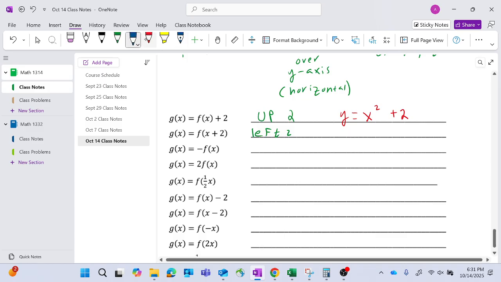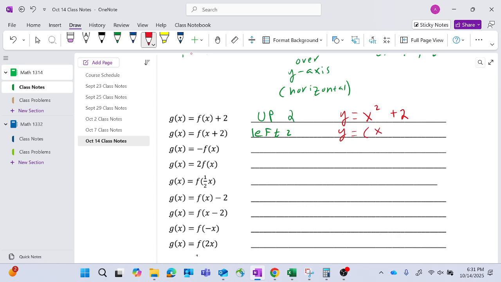An example in a function could be something like y equals x plus 2 to the third power. Right? X plus 2 cubed. The 2 is directly with the x. That's why it's going to go left 2 rather than up 2. And that's the difference between going up and down or left and right. If it's up and down, it's away from the x completely. But if it's going left and right, it's directly with the x before you apply the cubic or the square or whatever it's going to be. Make sense? Any questions before I keep going?